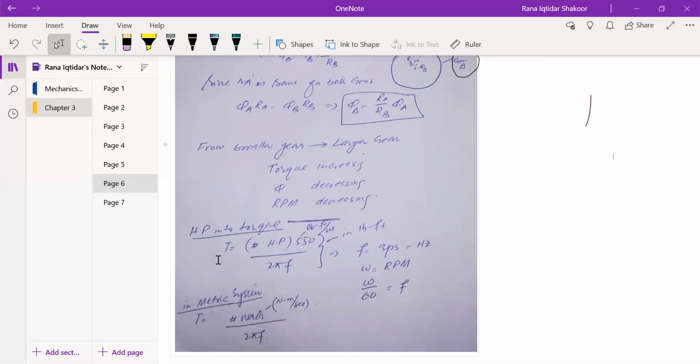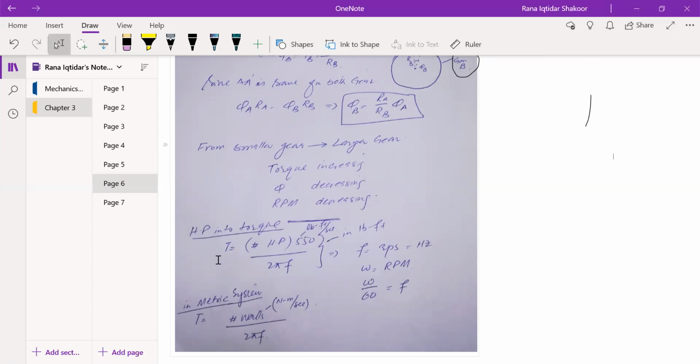There are two standard formulas, as I discussed in the start. Horsepower or kilowatts are generally given to the students, and you need to convert them, because that is the power rating of the gears, and then calculate the torque. You can directly calculate it with the number of horsepower multiplied by 550 divided by 2 pi f. 2 pi f is basically revolutions per second, or hertz, and omega by 60 will be f, with omega in revolutions per minute.